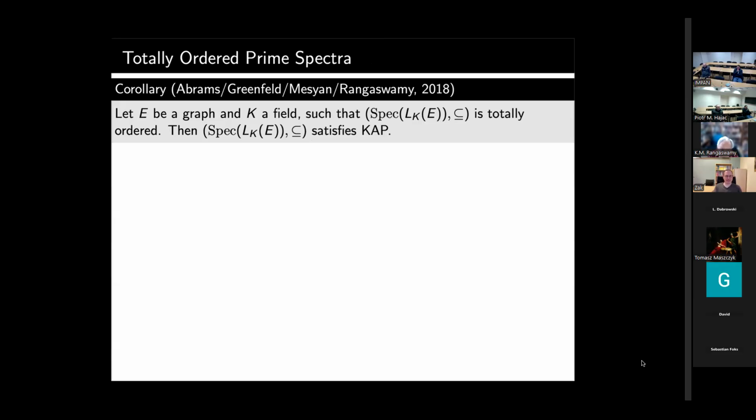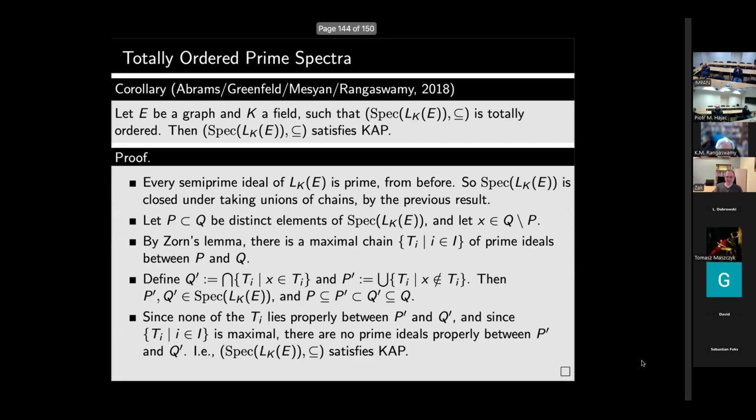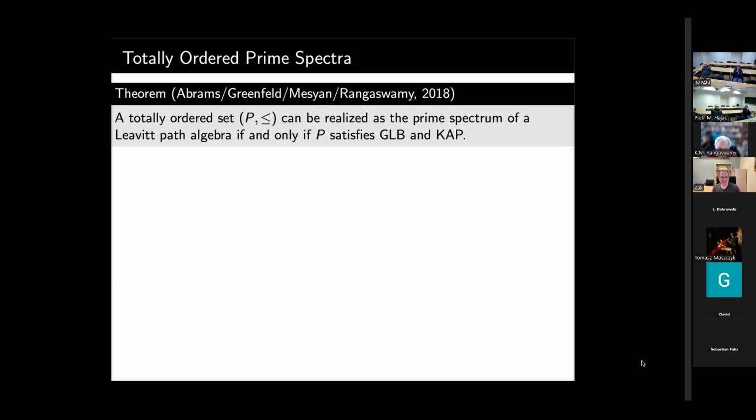It turns out that if you have a Leavitt path algebra whose prime spectrum is totally ordered, then it has to satisfy the Kaplansky condition. I wrote down the proof of this, which is interesting because the proof is actually Kaplansky's original proof, more or less. But maybe we'll come back to that. I'll just get to the punchline. This is the main result of the second paper that we wrote. We classified the totally ordered sets that can be realized as prime spectra of Leavitt path algebras, and they're exactly the ones that satisfy the greatest lower bound condition and the Kaplansky condition.